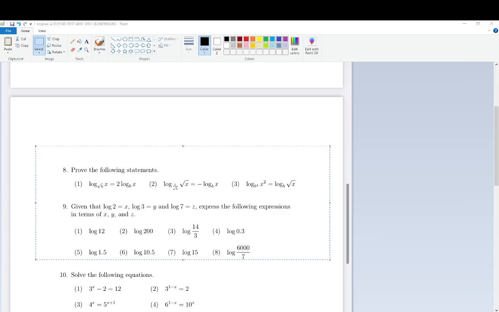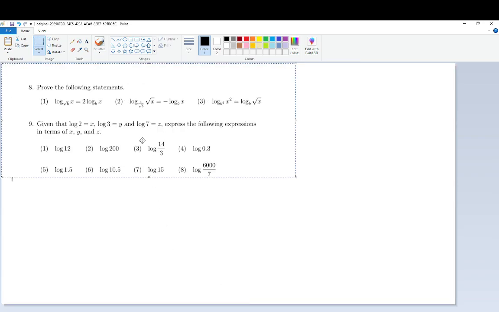Okay, prove the following statements. Proving things is actually quite hard. So how can I prove this is true? How can I prove this is equal to that? Okay. Might take some time, but let's try a technique.